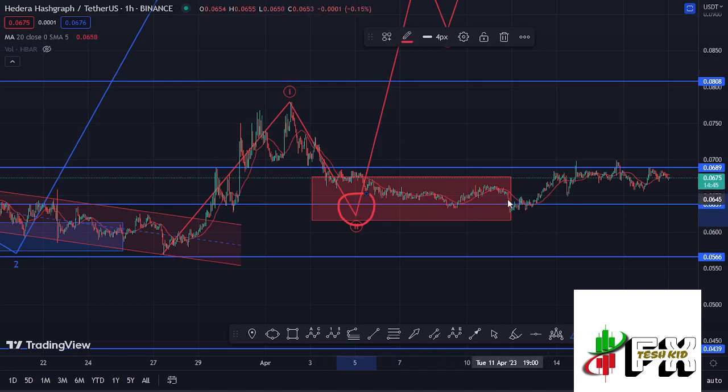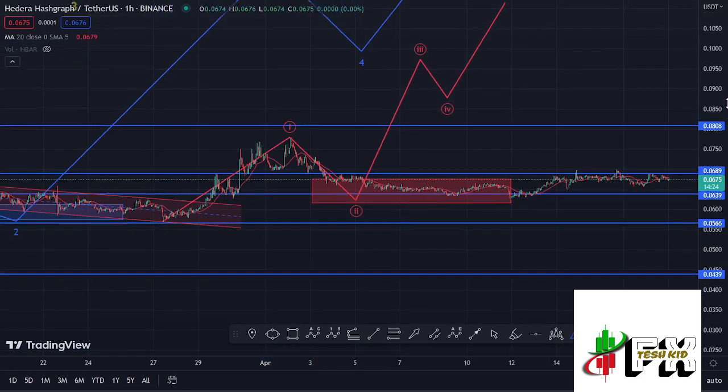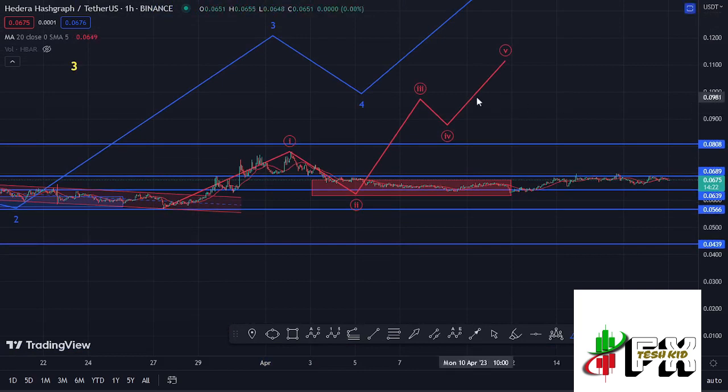And all this is playing out after we fully peaked in the formation of that first wave in a move that gave us a high at around the $0.078 mark. And having seen the formation of that first wave and a corrective structure in the formation of this wave 2, now my primary scenario is that whatever we are seeing at the moment is the start of an impulsive wave to the upside in the formation of this wave 3.